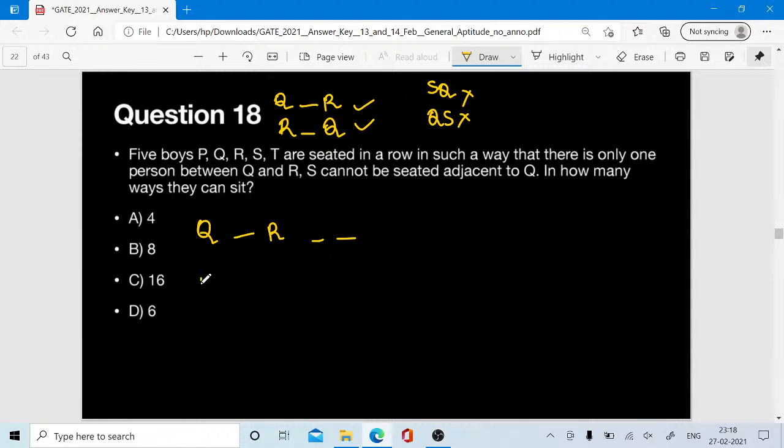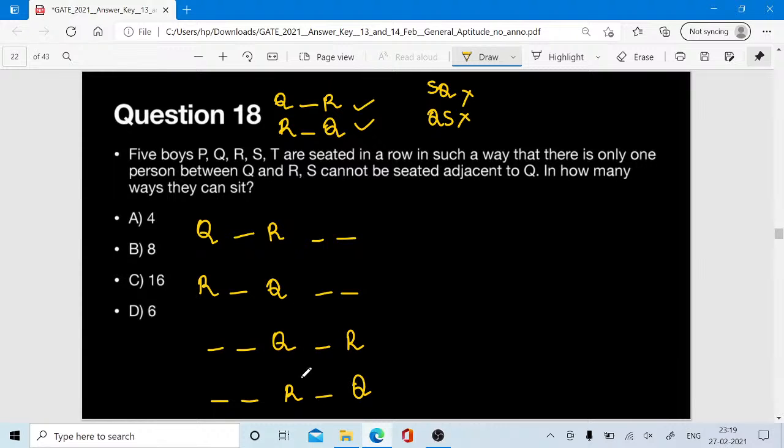The same thing I can do: R dash Q dash dash. What if I place Q here? So this is Q dash R. Similarly, dash dash R dash Q, right? This can be done. This is one of the combinations I can go for.